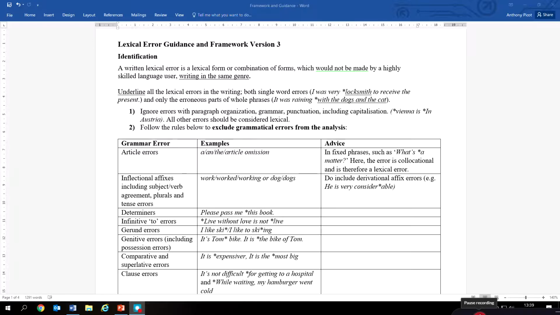As mentioned earlier, identification is probably the trickiest part of lexical error analysis, as it can be quite subjective. However, here is some guidance to help achieve what we call inter-rater reliability, two analysts getting the same results when using the framework and language sample.